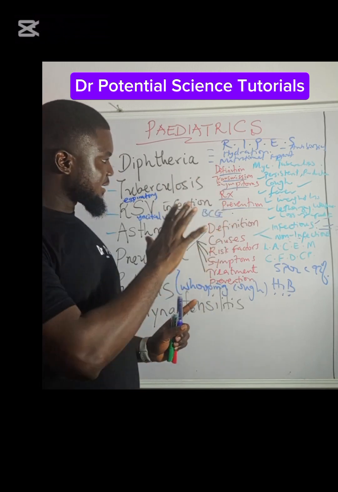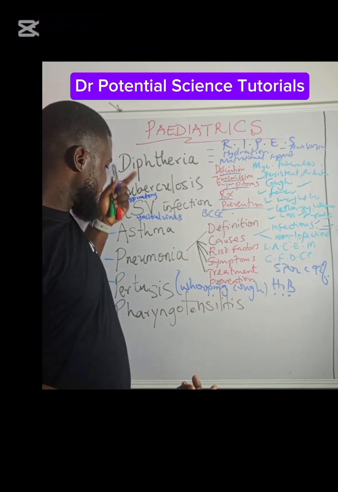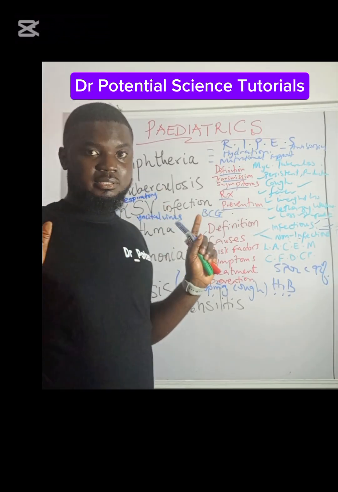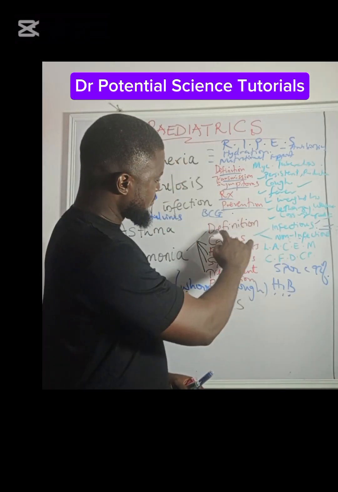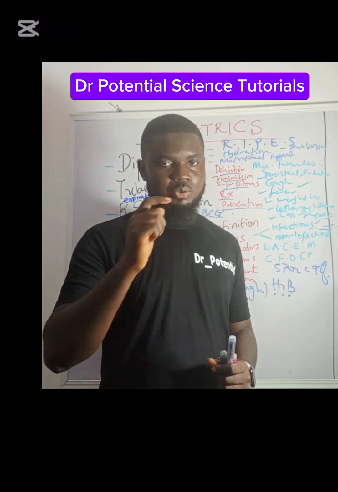So in this class, I've talked about tuberculosis and pneumonia. In the exam, you can decide to talk about diphtheria and pertussis, or you can decide to talk about asthma and tuberculosis, as the case may be. But please make sure you follow these subtopics. Thank you. So I'll see you in the next video.